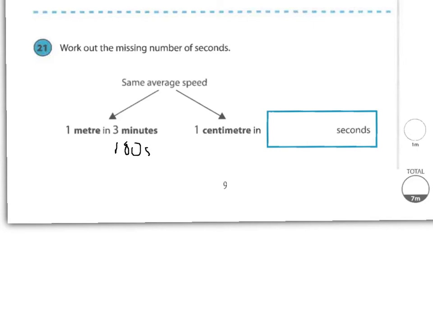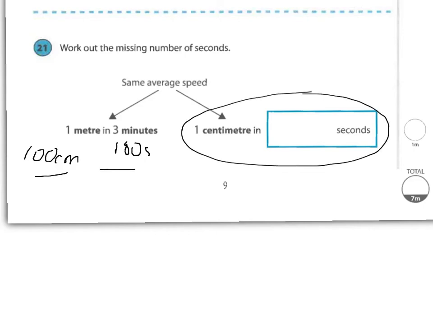We know that the 1 meter is also 100 centimeters. So that's what the left-hand side is saying: 100 centimeters in 180 seconds. Well, what I would do with these 2 numbers now to turn them into the right-hand side is divide both of them by 100. So the 100 centimeters divided by 100 would give me the 1 centimeter. And then if I do the 180 seconds divided by 100, it would be 1.8 seconds.